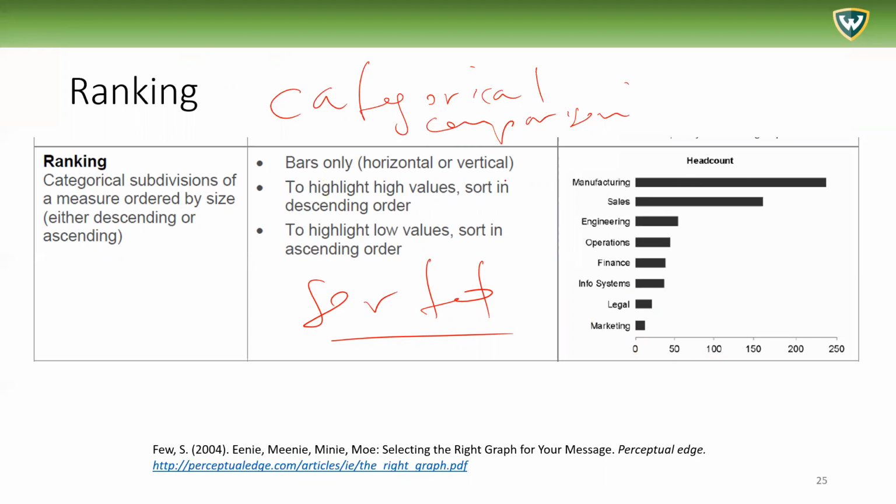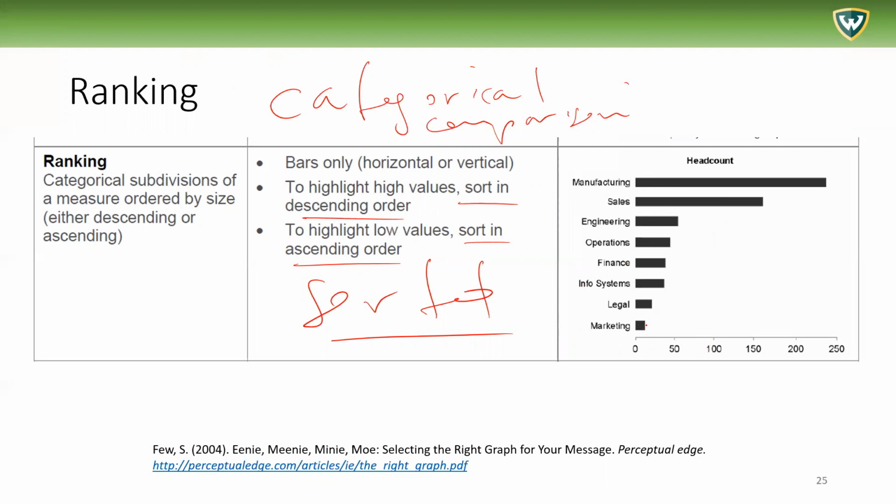I'm not really sure you actually accomplish this, but that's what they said here. Sometimes you want to highlight the high values, you sort in descending order. Highlight low values, sort in ascending order. Could be because you know the low values would be on the top. So whatever you see on top is the first. So it could be correct.